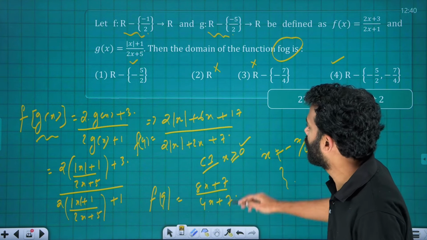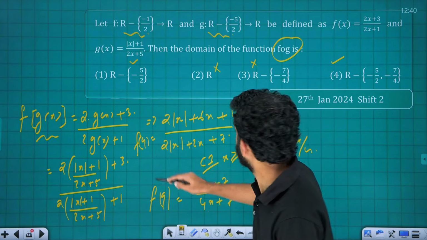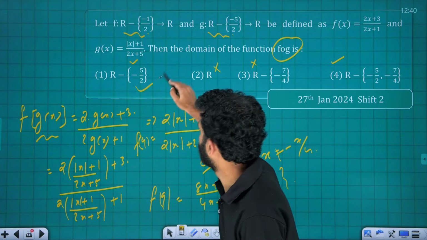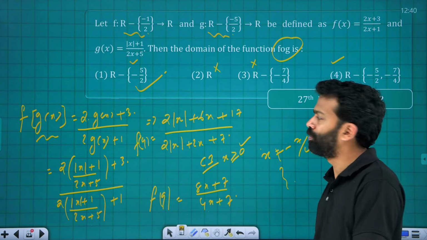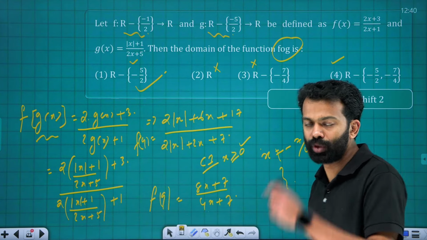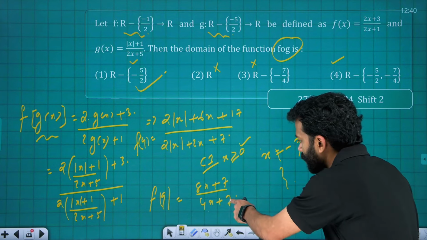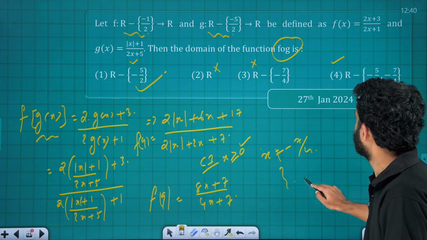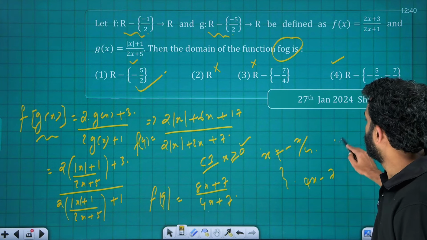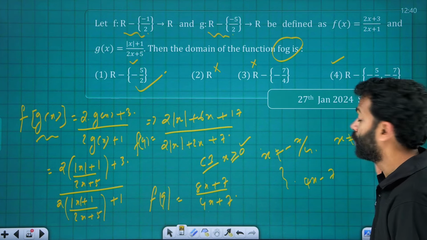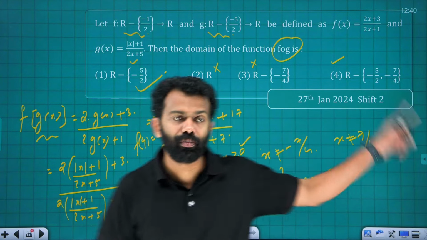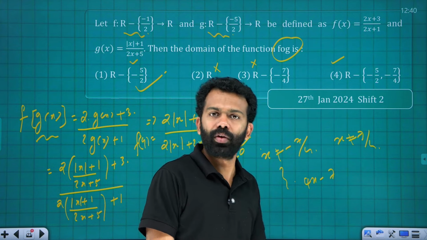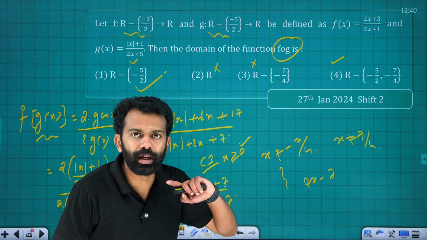Therefore, what is the condition here? R minus of minus 5 by 2. This is the final answer. So the domain of f of g is R minus of minus 5 by 2. Sometimes, if it was 4x minus 7, the value would be x not equal to 7 by 4. Therefore, we cannot include 7 by 4 and minus 5 by 2. In this case, you should do the problem like that. I hope you got the idea here.